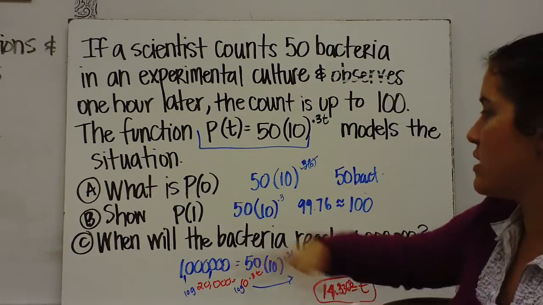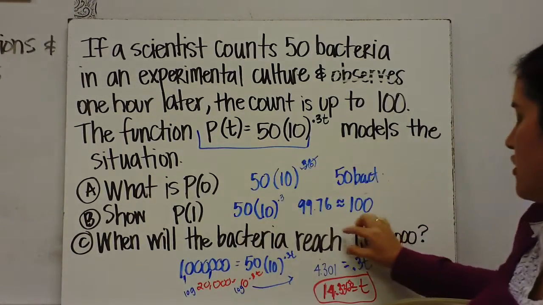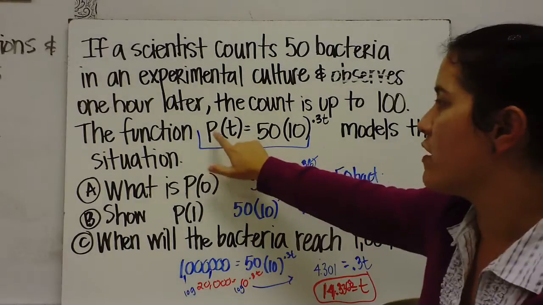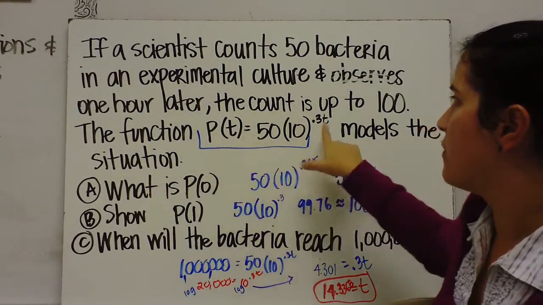Alright, and the way I did that was I looked at this equation and I substituted in 1 million for the number of bacteria, and then we solved for t.